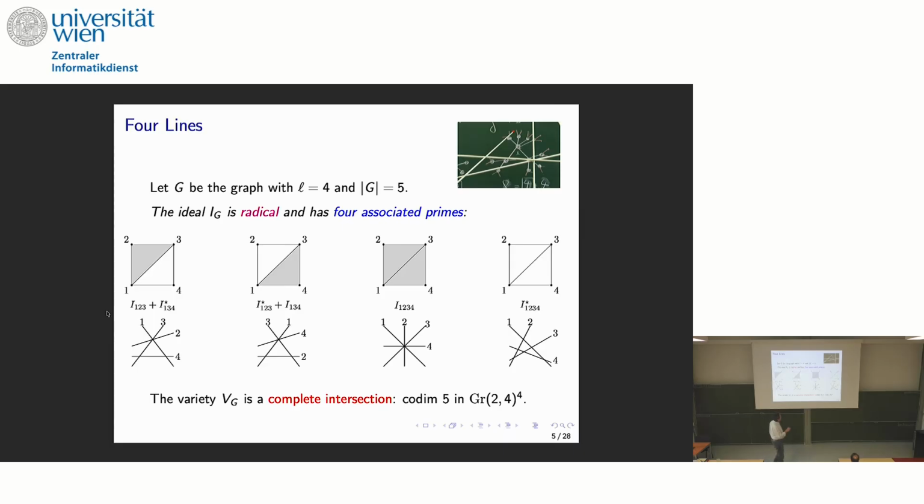So let's start here. So this I, 1, 2, 3, 4, this is the concurrent lines variety. So this is quadruples of lines all going through one point. And that's a prime ideal, and here's the picture. I have 4 lines in 3 space, they go through a common point. Here the entirely white triangle means that I have 4 lines that lie in a common plane.